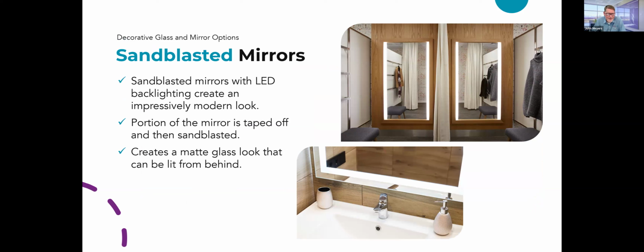Sandblasted mirrors with LED backlights can be created. It really is a modern look. To make sandblasted mirrors, a portion of a standard mirror or low iron mirror is taped off, masked off, and sandblasted, creating this border. Lights can come from behind, or it doesn't have to be lights even. It can be just for any type of aesthetic. It really looks good.